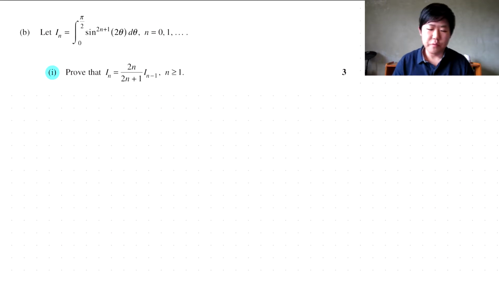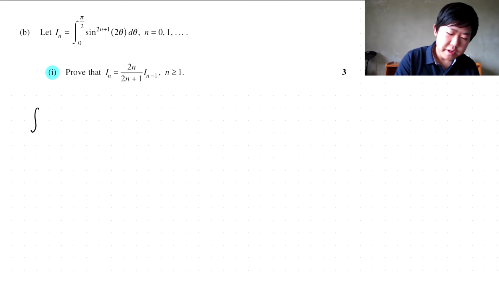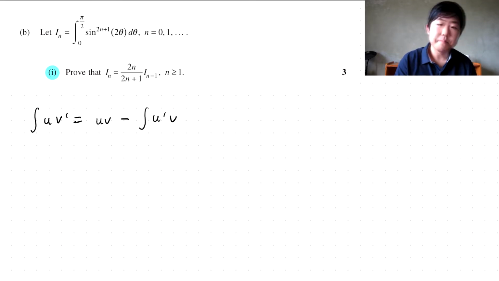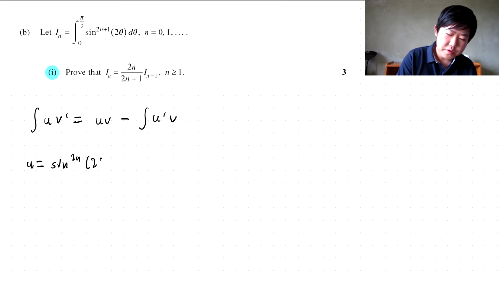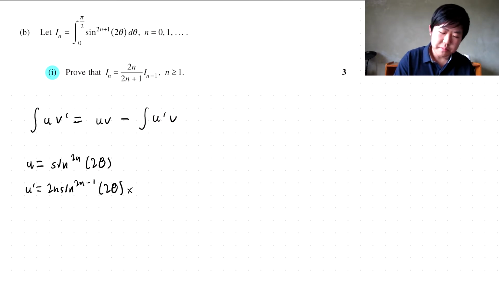So I'll quickly write down the formula here. The integral of u v dash equals uv minus the integral of u dash v. And let's write down what each of these pronumerals are. So u equals sin^(2n)(2θ), and if you differentiate it, it'll be 2n sin^(2n-1)(2θ), and by the chain rule multiply that by 2 cos 2θ.